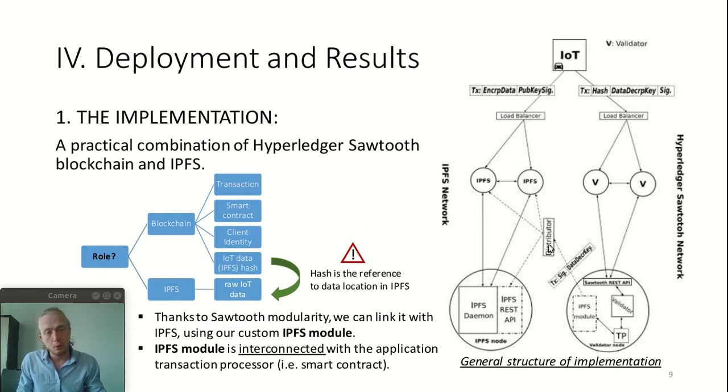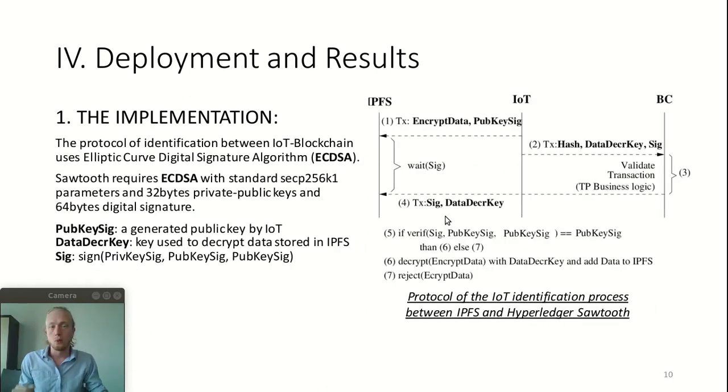The reason we want this communication between the two systems is to identify and prove that the data is actually coming from an IoT, because otherwise IPFS has no idea that the data is coming from a verified IoT. So how are we going to do this identification? We established a protocol of identification between the IoT and the blockchain and IPFS. So how is that going to work?